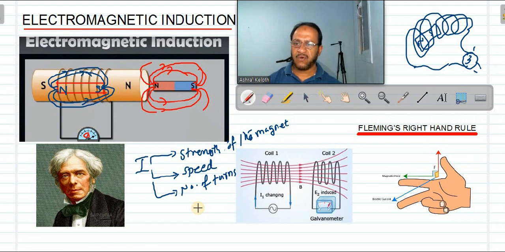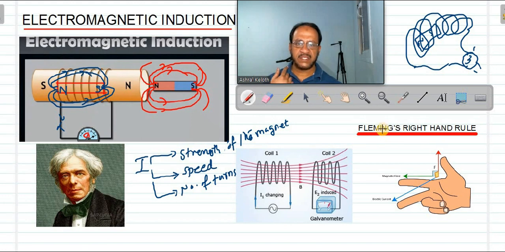Whether the current will flow in a clockwise direction or anti-clockwise direction, or in the external circuit, whether the current will flow this way or the opposite direction. In which direction will current flow through the external circuit? That direction of induced current is given by Fleming's right hand rule.